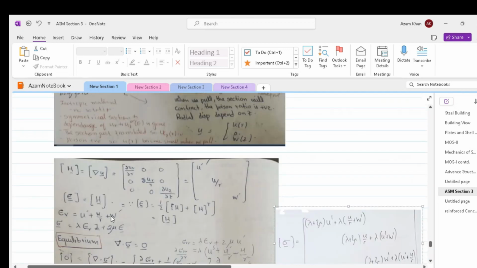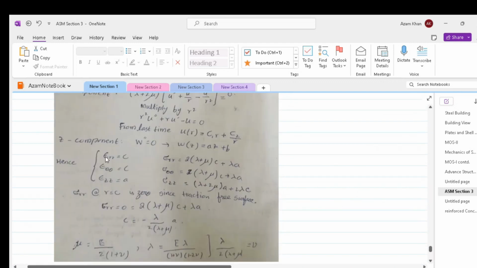Plugging values back in our strain equation, we find that strain rr is equal to c, strain theta theta equal to c, and strain zz equal to a. We can then plug the values into our stress equations and find the value of stresses. So sigma rr is equal to 2 (lambda plus mu) times c plus lambda a. Sigma theta theta is equal to 2 (lambda plus mu) times c plus lambda a, and sigma zz is equal to (lambda plus 2 mu) times a plus 2 lambda c.